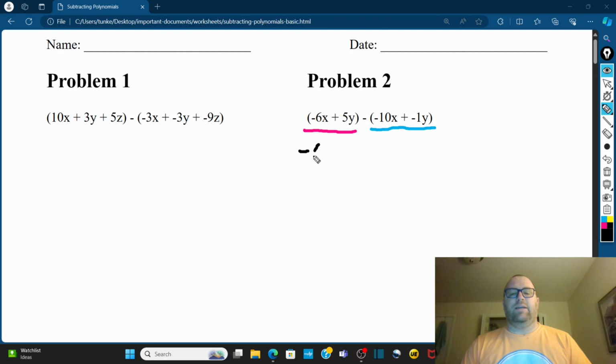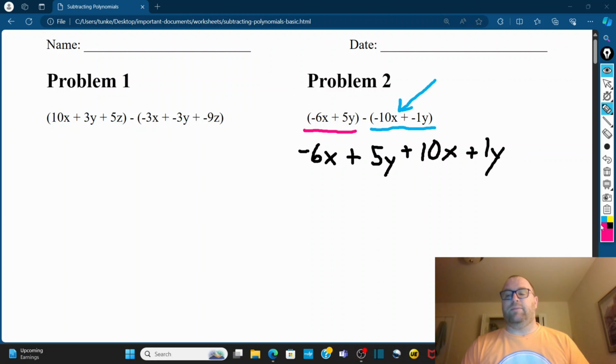So I'm going to just have negative 6x plus 5y. So I haven't changed the signs there at all. I'm changing the sign to a plus, but then each term in the polynomial that's being subtracted, that one, I'm going to change the sign. So I'm going to write it as plus. I'm going to change this from a negative to just positive 10x. And I'm going to change this negative 1y to positive 1y.